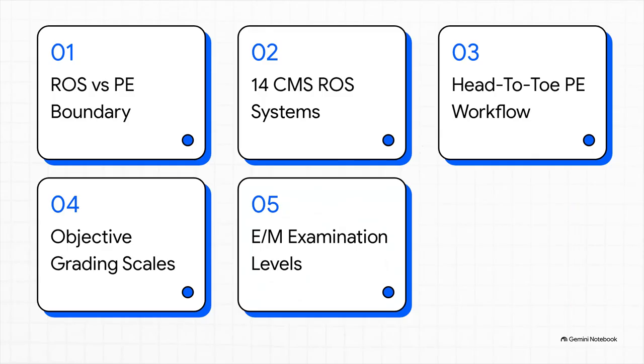Here's our quick clinical syllabus for today. Section 1 covers the ROS versus PE boundary. Section 2 goes over the 14 CMS ROS systems. Section 3 tracks the head-to-toe physical exam workflow. Section 4 breaks down objective clinical grading scales, and Section 5 wraps up with determining E and M examination levels.